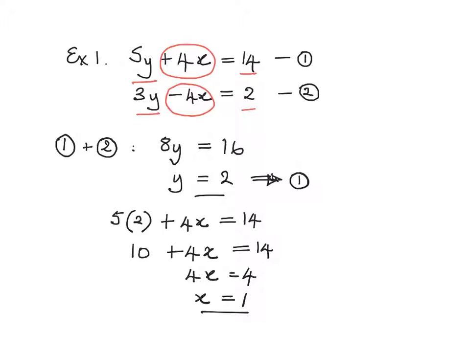Now the solution then is x equals 1 and y equals 2. Or we could express it as x equals 1 and y equals 2. So we've found the point which is common to both equations. We've solved the pair of equations and we've done so without sketching.